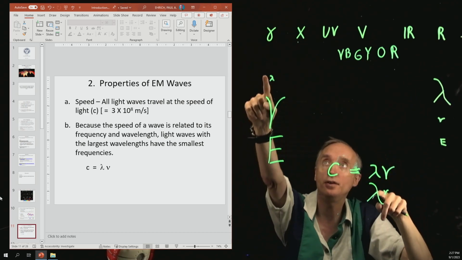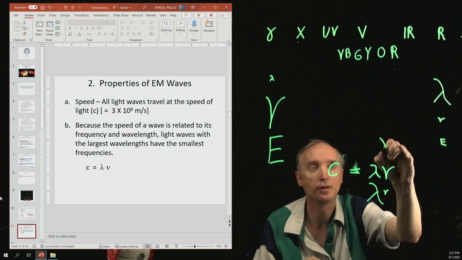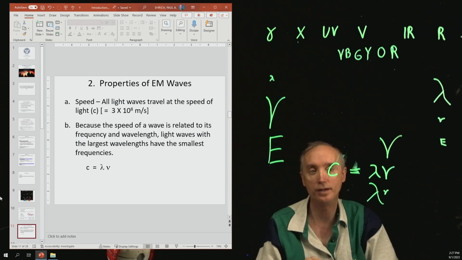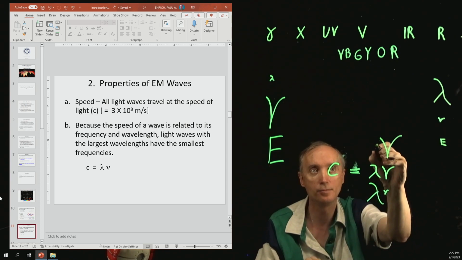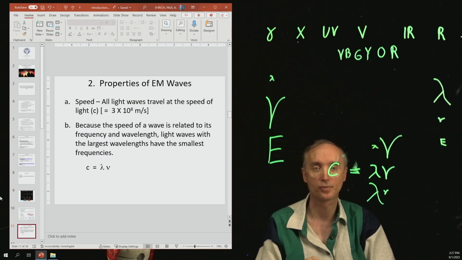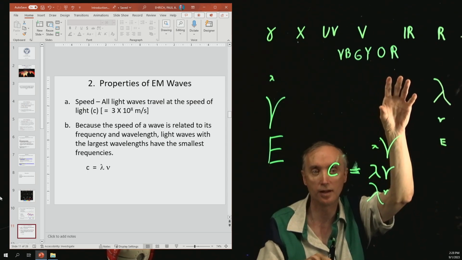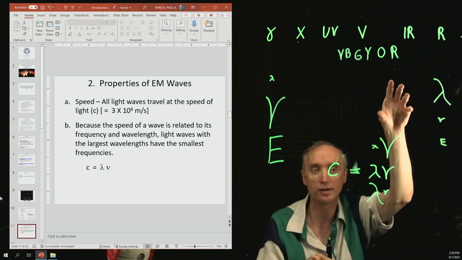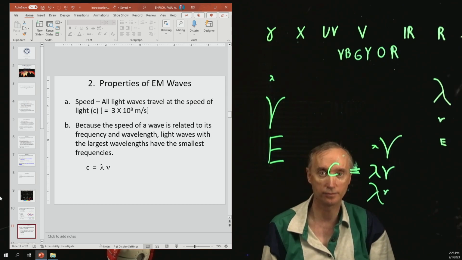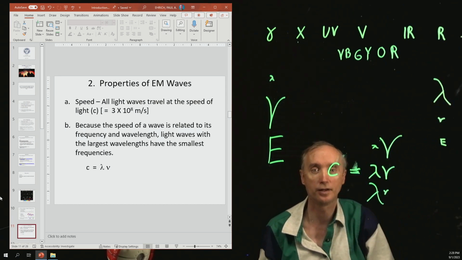But if you go over here, the gammas were the ones that had the large frequencies. So what does that tell you about their wavelengths? Well, in order to compensate, this would have to get smaller. So that whatever the wavelength for a particular kind of light is, if you multiply it by its frequency, you'll always end up with 3 times 10 to the 8th. So that's the reason why you have this thing right here.